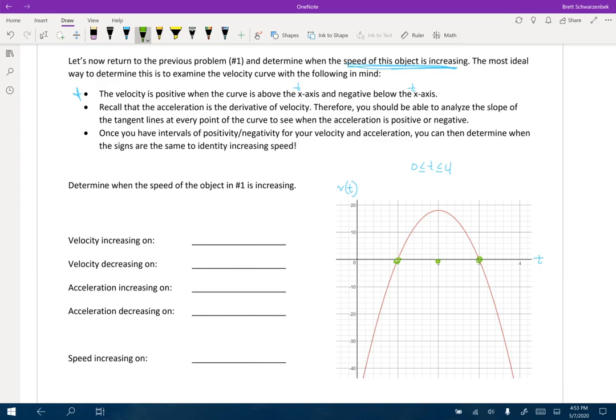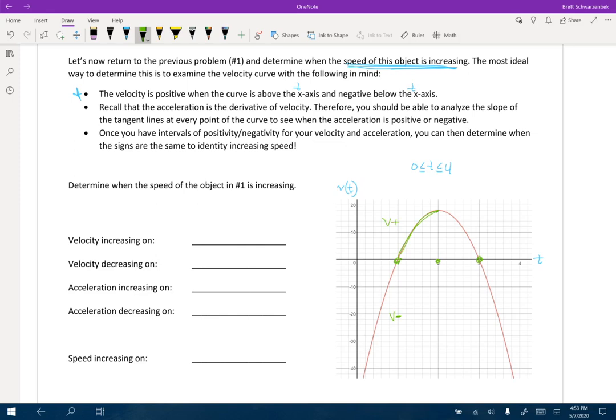The velocity is negative. So we're going to write v minus for everything from basically here to here, right? But I'm going to erase that because we're going to need it. Now, I'm also going to go from here to here. What is the velocity then? Is it positive or negative? Well, it's above the axis, so it's positive.